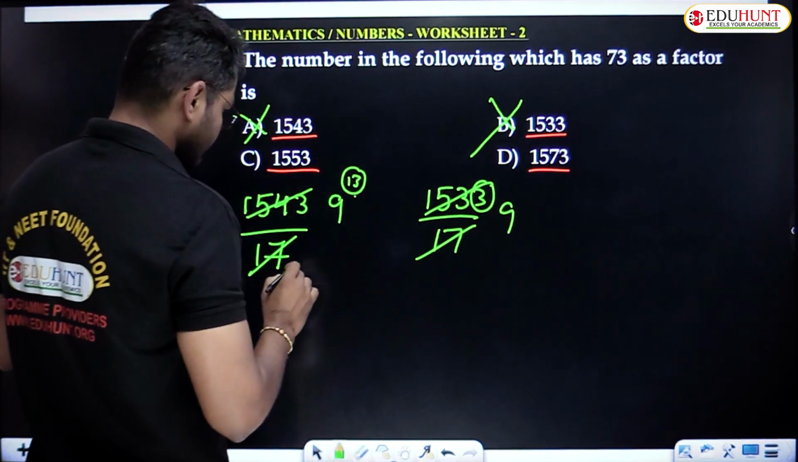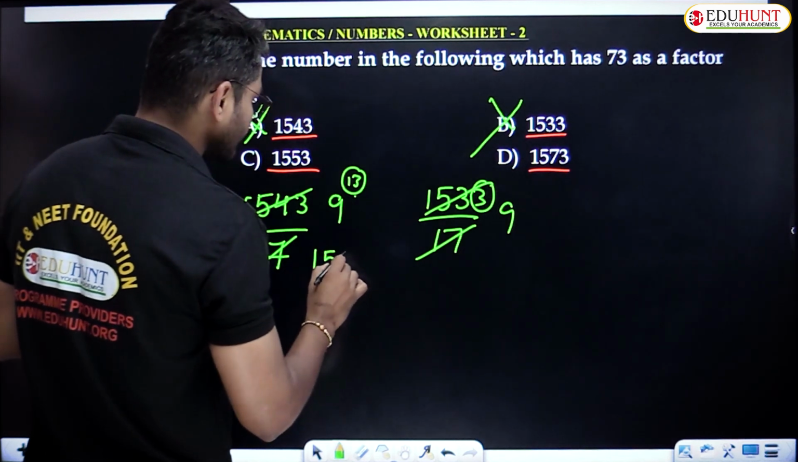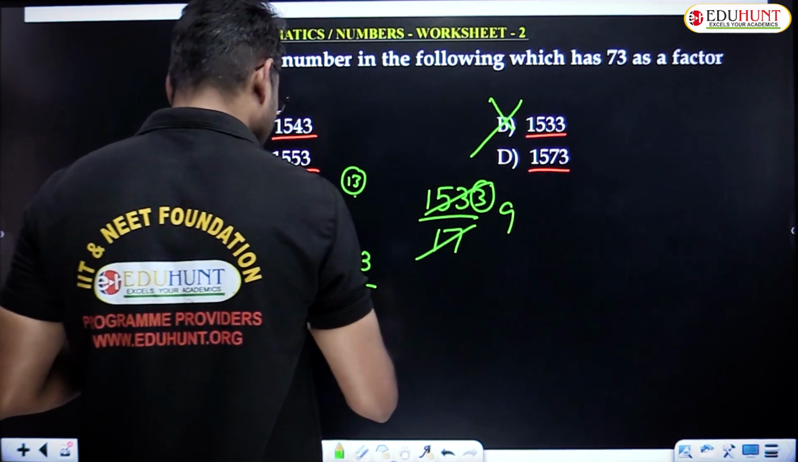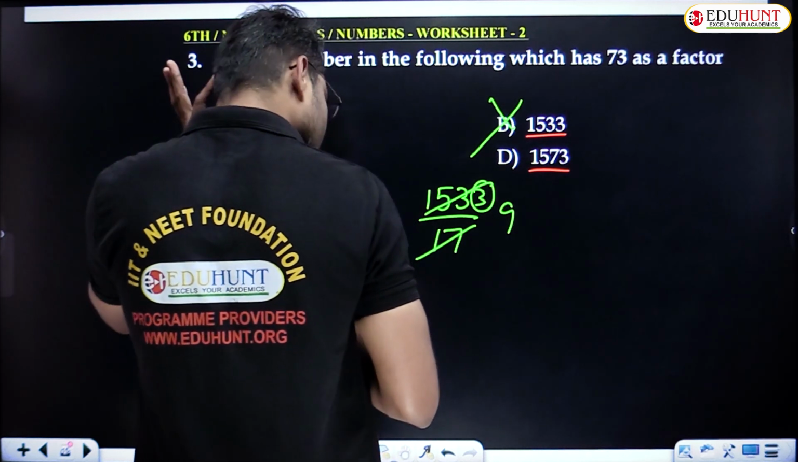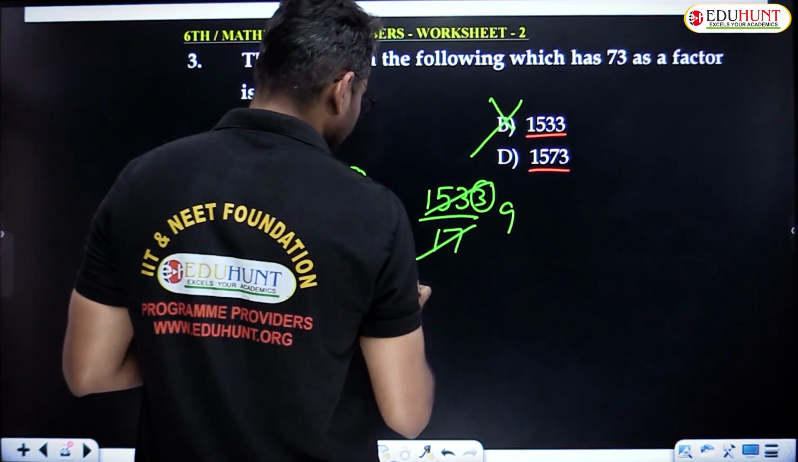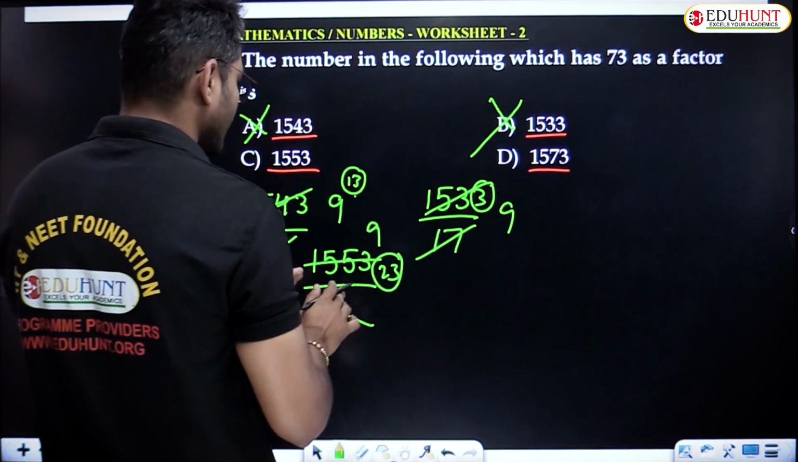Here, see, 1553 by 17. Okay, 17 nines are 153. You see here 23 is there. 23 is not divisible by 17.